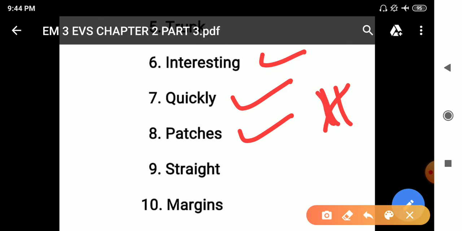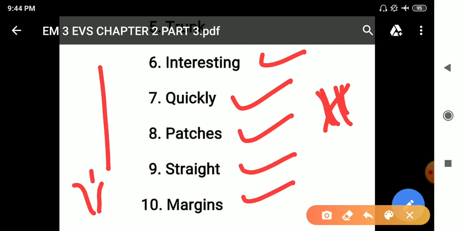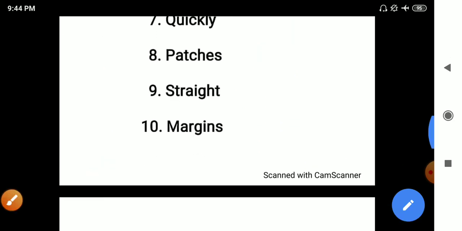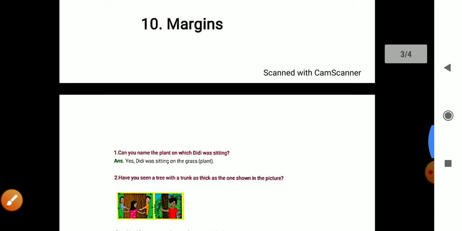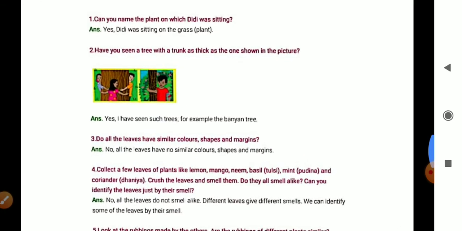So this was there in the leaves. Straight means a line. Anything in a line is straight. Margins means what we usually have in our notebooks, that is margins. So students, now we'll move forward to our question answers.